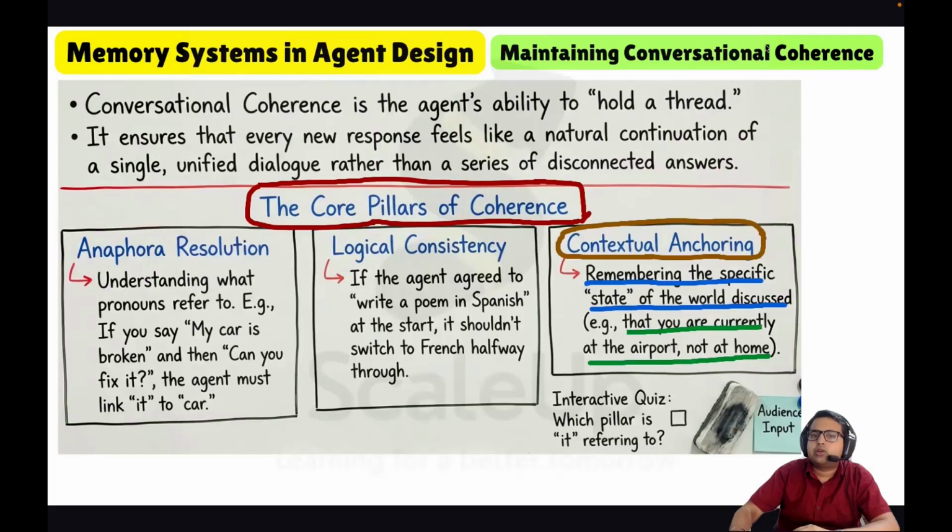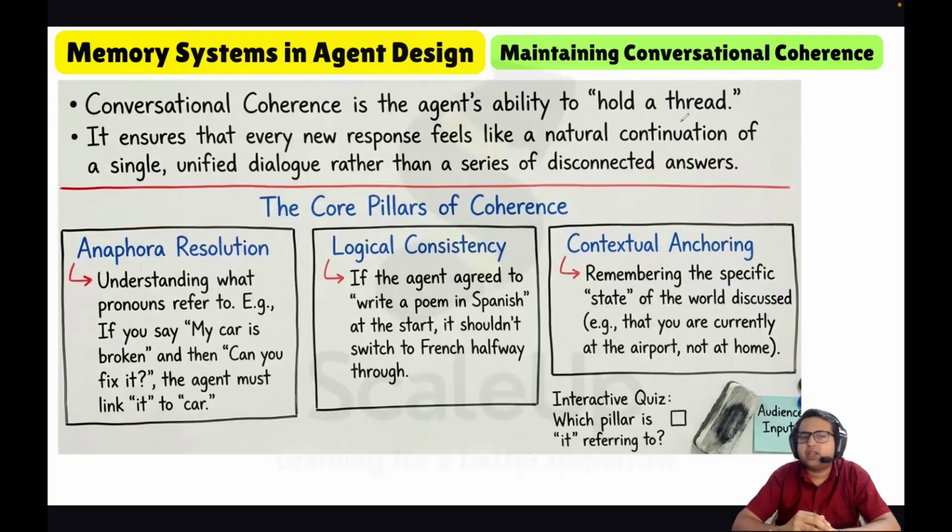So we saw the core pillars of coherence, wherein the first pillar is the anaphora resolution. The idea is that the agent should understand what the pronouns refer to. Logical consistency is the second core pillar of coherence, wherein the agent should strictly follow the system prompts, strictly stick to what it has agreed, and not switch its behavior midway. So that's the logical consistency. And the third core pillar of coherence is contextual anchoring, wherein the agent should remember the specific state of the world discussed with it.